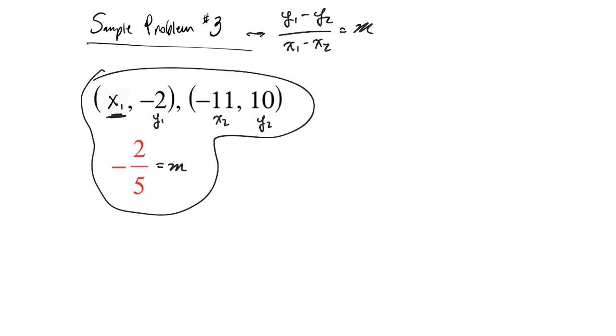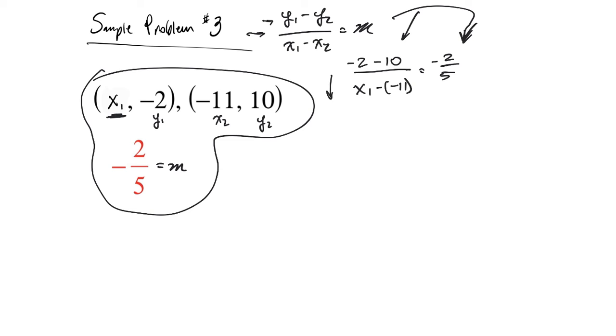I'm going to plug in what I know. So I get negative 2 minus 10 over x1 minus negative 11. That's going to give me negative 2/5. That's my slope. Slope formula, which is here, and then this is slope, right? Okay. Let's do the math. We're going to work our way down. Negative 2 minus 10 is negative 12. x1 minus a negative 11 is x1 plus 11.